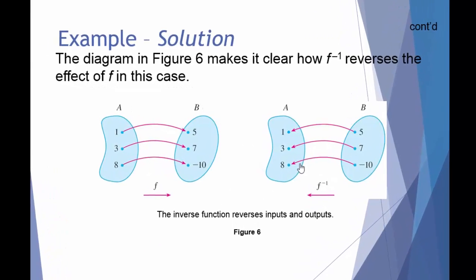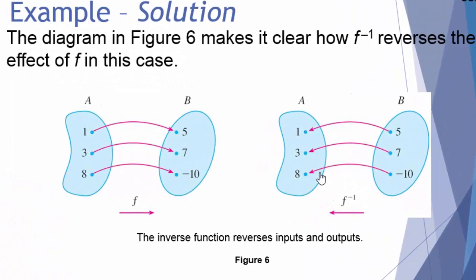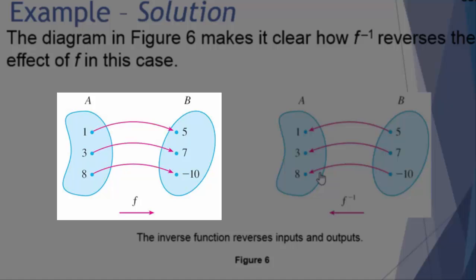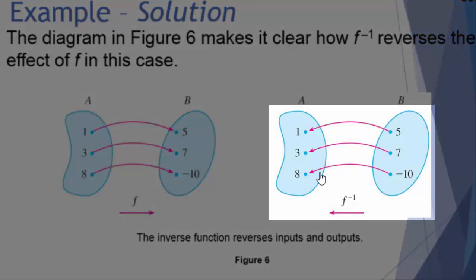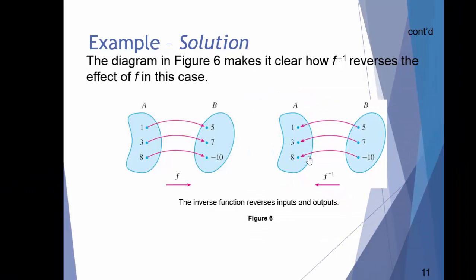Okay, so let's look at a diagram of how that occurred. This was the original function. F of 1 was 5, f of 3 was 7, f of 8 was -10. Here's your inverse function that undoes what f did. It takes 5 and maps it back to 1. 7 maps back to 3, and -10 maps back to 8.